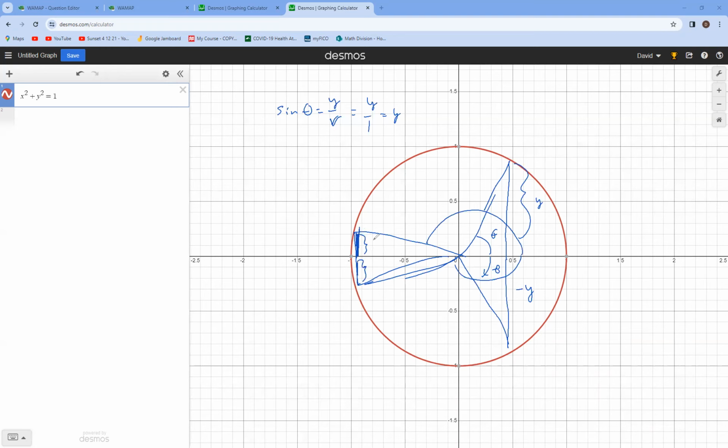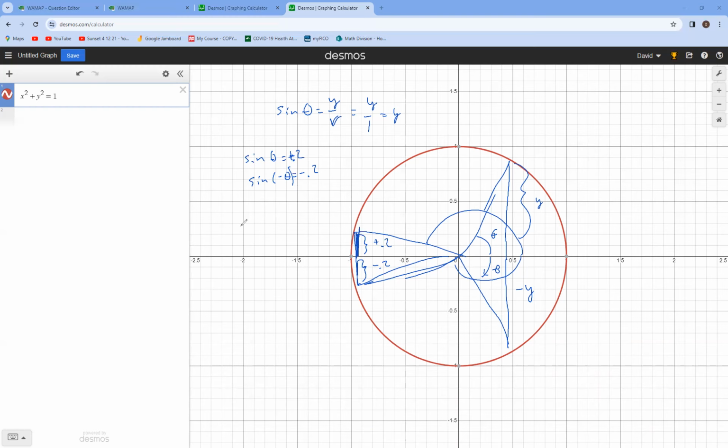So if this one is positive 0.2, it looks like, then this one here is a negative 0.2. So the sine of theta would be 0.2, and the sine of negative theta would be negative 0.2. It's going to be the opposite value. If you go around the other direction, you're going to get the same thing. So we get that relationship that the sine of negative theta is equal to the opposite of the sine of theta.